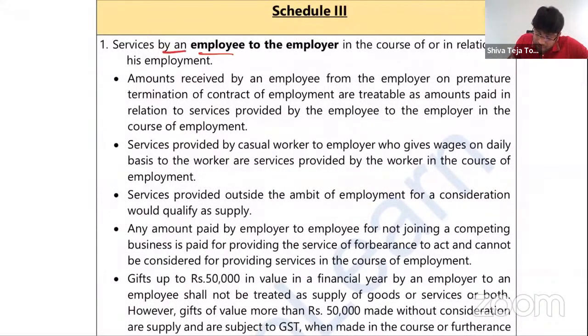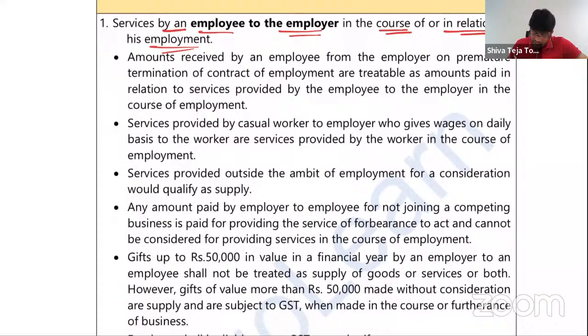Services by an employee to the employer in the course of or in relation to employment. That is the reason why practically no salaried employee pays GST. But we discussed an interesting point. Gifts up to 50,000 in value in a financial year is not supply of goods. But if it is more than 50,000, then definitely GST will apply.